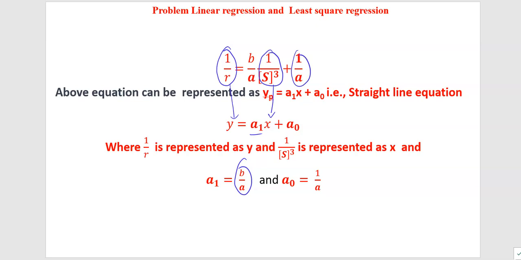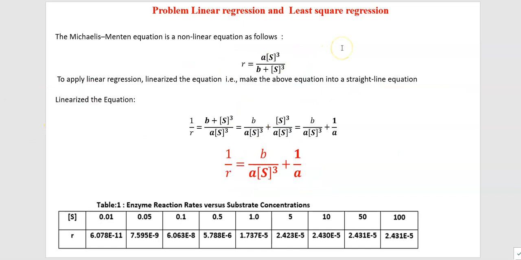Now if we get A1 and A0, we can fit that equation as a straight line equation, Y equal to A1 x plus A0, and we can easily calculate A and B. To get A1 and A0, we have to do the least square fitting, or least square regression. Now how do you do that? The S data and R data are already given, so we have to convert S and R data into 1 by R and 1 by S cubed. 1 by R is Y and 1 by S cubed is X.